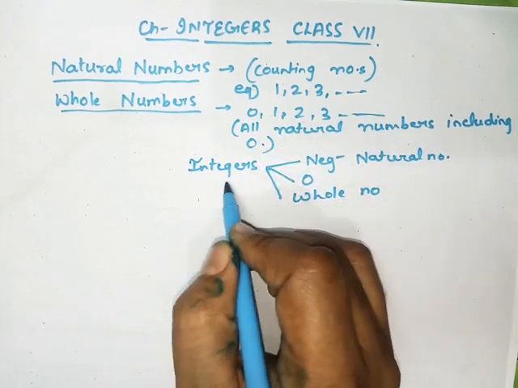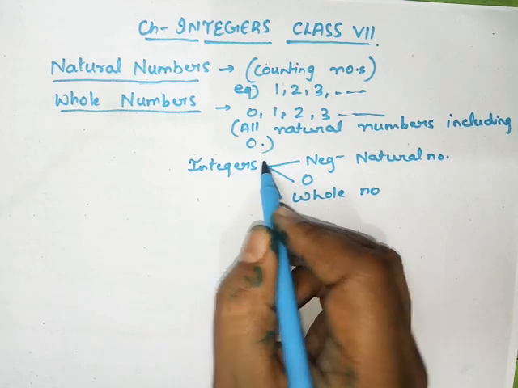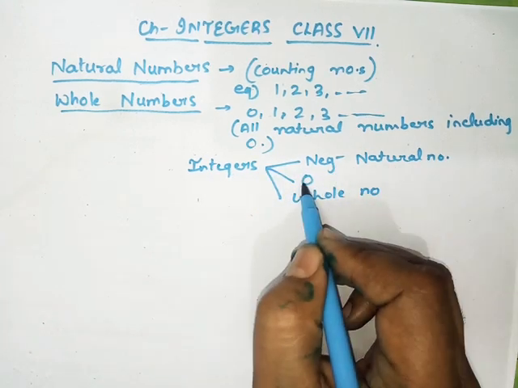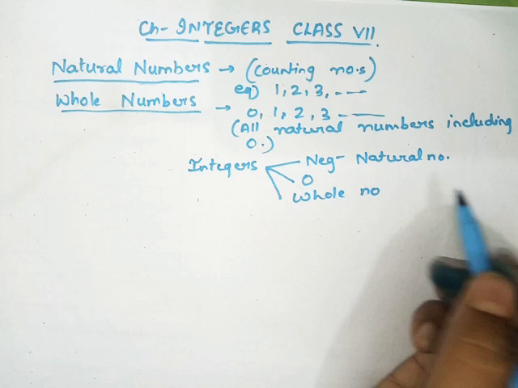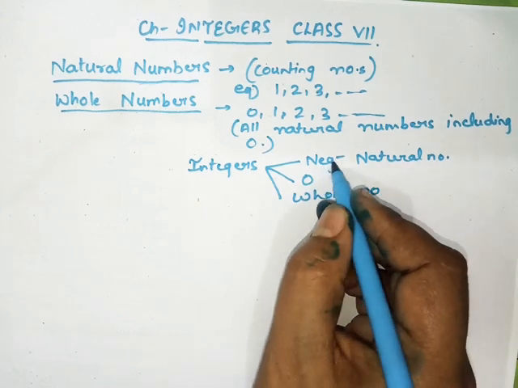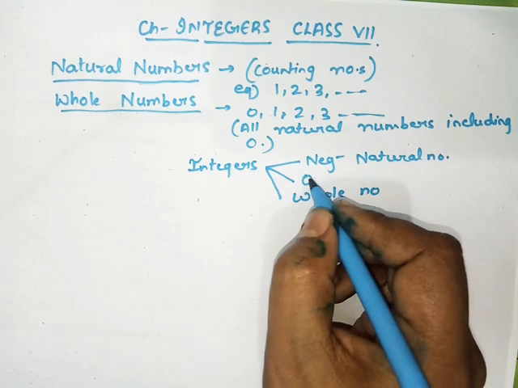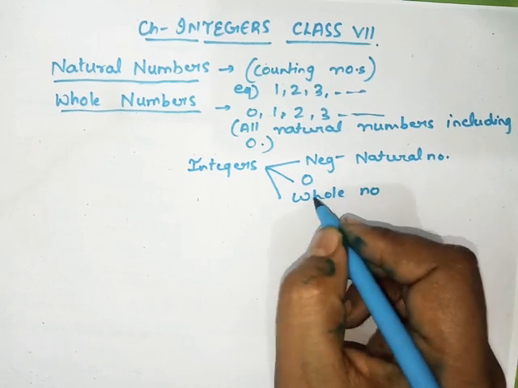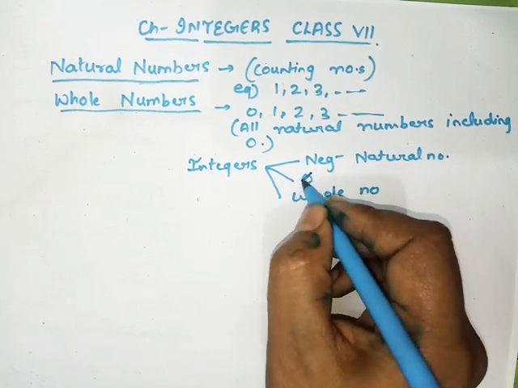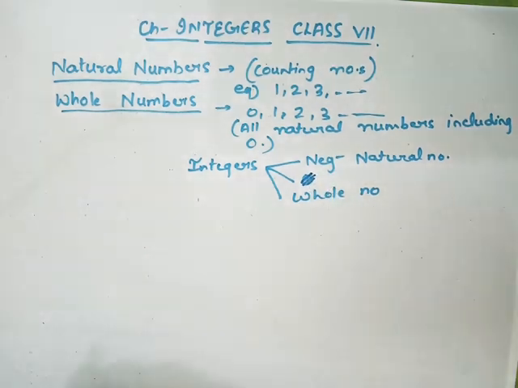Now here comes integers. Integers are the collection of negative natural numbers, 0 and positive natural numbers, or we can write negative natural numbers and whole numbers also. So negative natural numbers, 0 and positive natural numbers, or negative natural numbers and whole numbers.